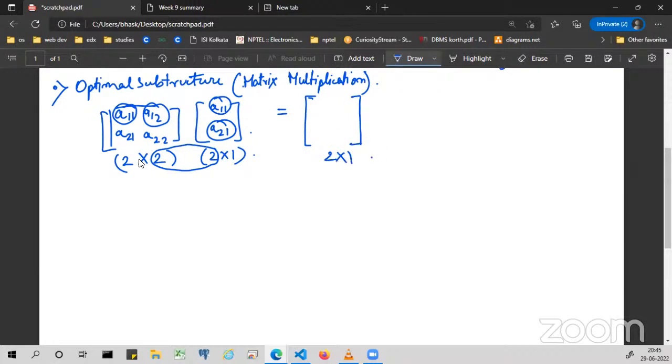So I do A11 into A11, A12 into A21. I do these two multiplications and addition, and whatever result I get would be stored over here, right? And similarly, when I do A21 with A11 and A22 with A21, whatever result I get, I would put over here. That's how matrix multiplication is happening. Okay, now my question is, how many multiplications did we do?